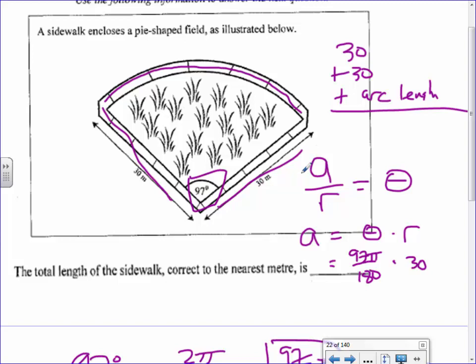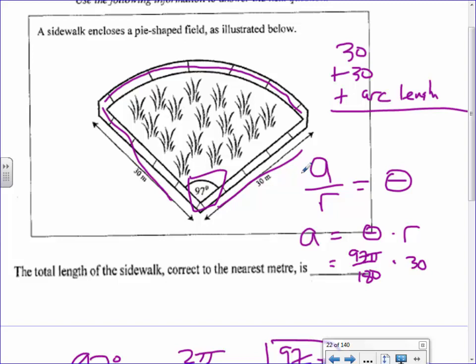Now, if I had to do it with an exact value, I would just skip typing in pi and find a fraction. But why don't we go with a decimal number, because it does say to round to the nearest meter. So 97 pi divided by 180 times 30. I got 50.789.